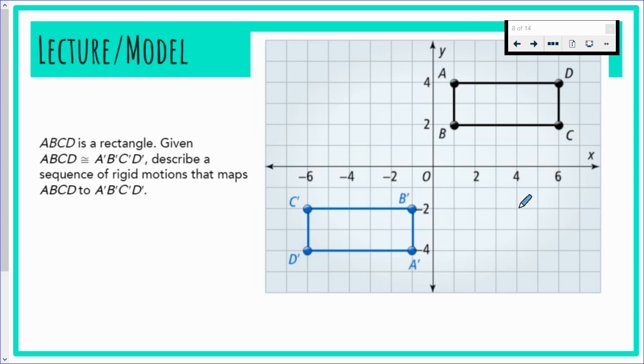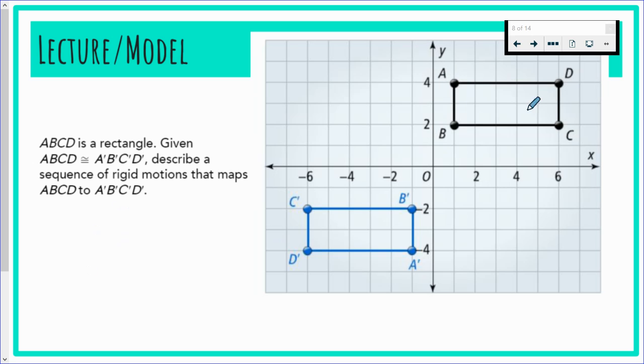All right, we have another kind of transformation here. Describe a sequence of motions that maps A, B, C, D to A prime, B prime, C prime, D prime. So I'm looking here, and in my original figure, A and D are on top, and in my new figure, they're on the bottom. So this was not a translation. But what it does look like to me is a rotation.